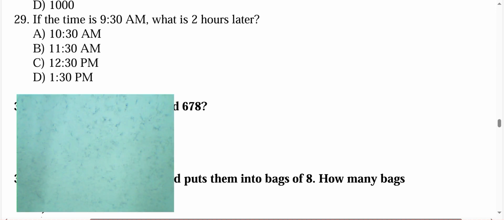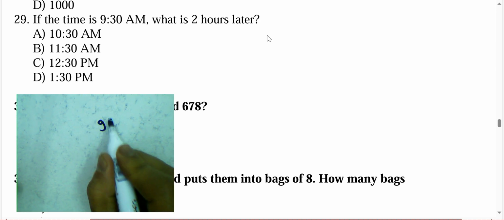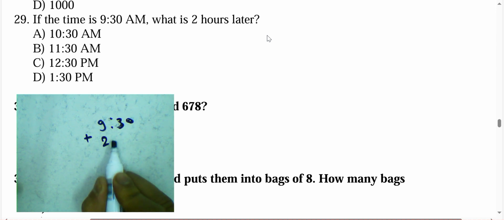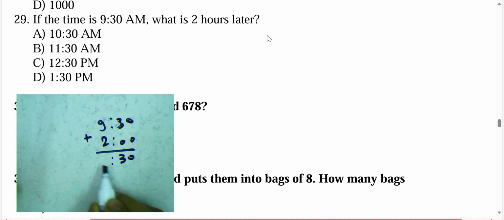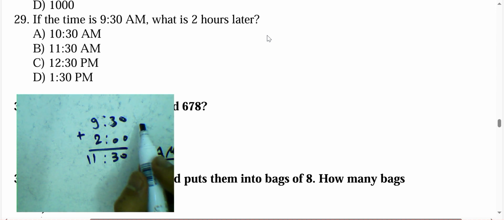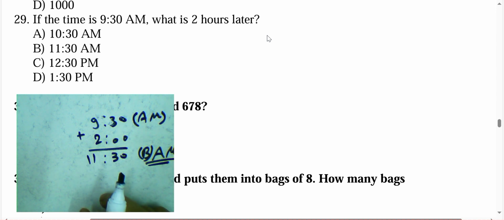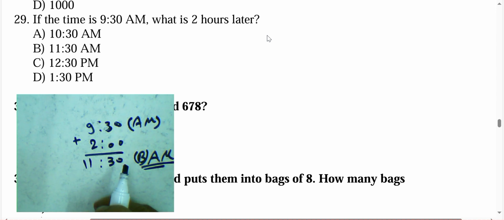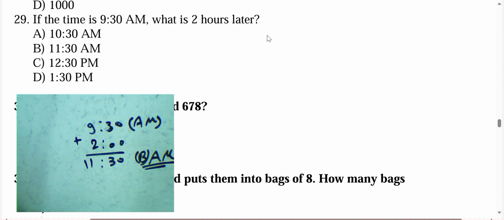Next question, number 29. If the time is 9:30 a.m., what is the time 2 hours later? Okay, we can write 9 hours and 30 minutes added to 2 hours. The result will be 11 hours and 30 minutes. Choose letter B, AM, because it is 9:30 AM, and we add 2 hours. The result will be 11 and 30 minutes, 11 o'clock and 30 minutes.